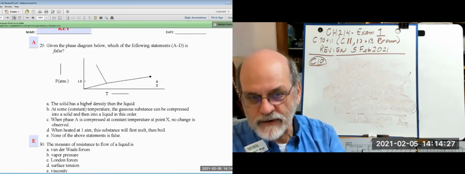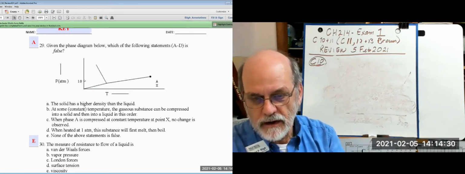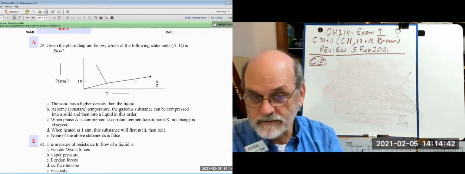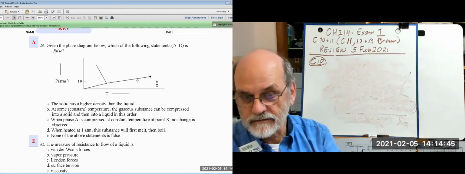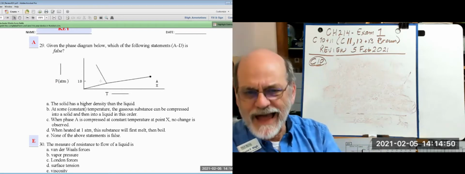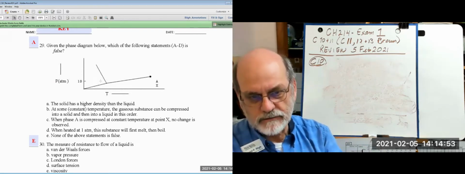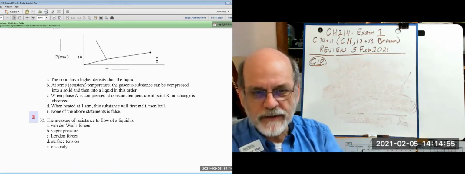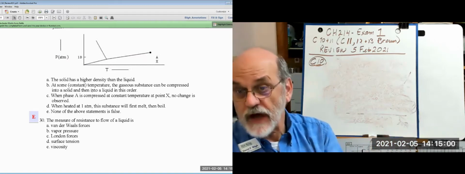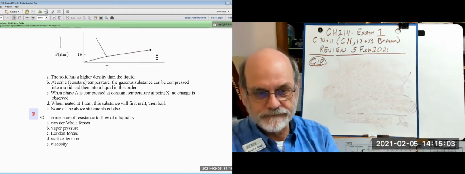Okay, when heated at 1 atmosphere from here, this substance will first melt, solid, liquid, and then boil. Yes, that is true. Follow that line across there, and you will reach the same conclusion. So really, A is still the only best answer. How about 30? The measure of resistance to the flow of a liquid is, this is definition, that's called viscosity, right? E.